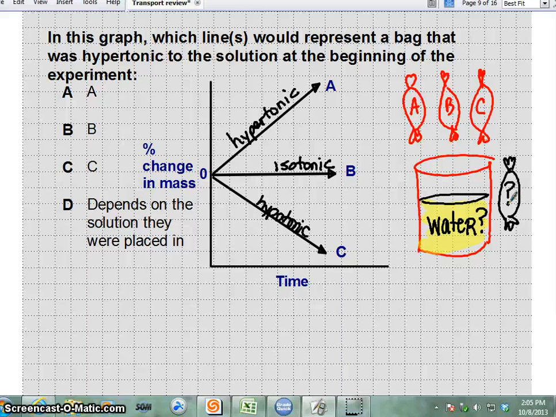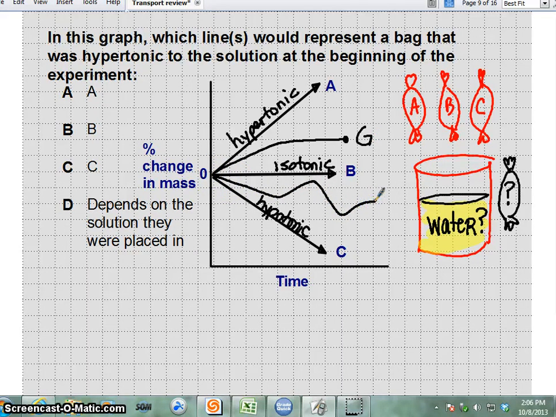So does that make sense? What if you had a line like this? This is bag G. Does it curve? What would that mean? It was hypertonic and then it reached isotonic. Good. So it gained weight. It was definitely not as hypertonic as A. So it gained some weight, but it was able to gain enough that at this point, water's going in both directions at the same rate.